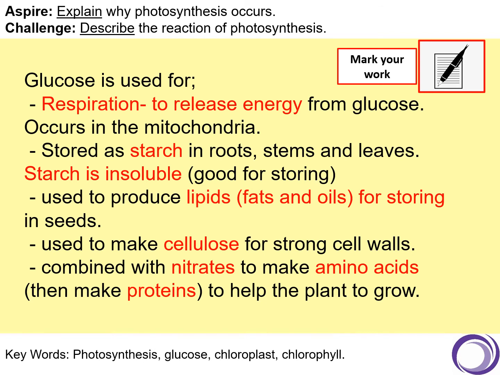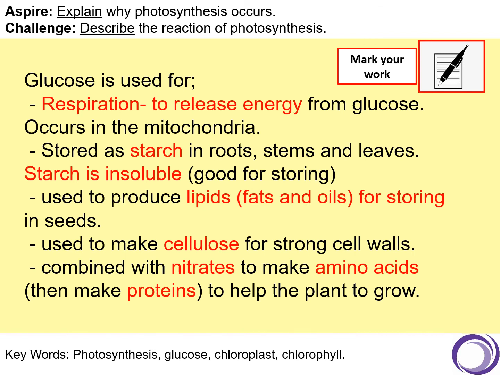And obviously respiration, like it does in humans, occurs in the mitochondria. Now, the glucose in a plant gets stored as starch in the roots, the stems and the leaves. And starch is actually an insoluble material, so it's very good for storing inside a plant, so it doesn't turn into other things very easily. And starch is used to produce lipids, and a lipid is basically a fat and oil.